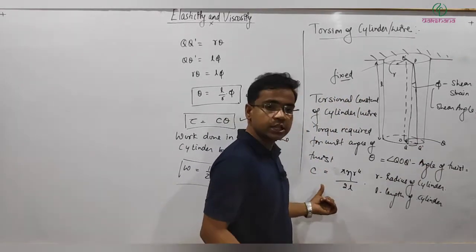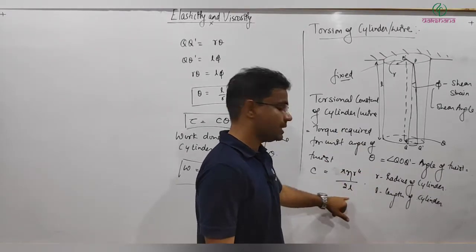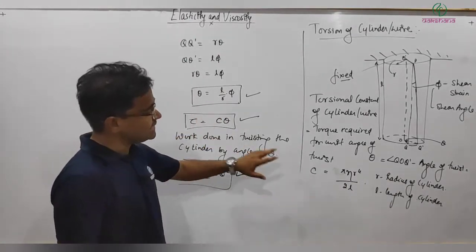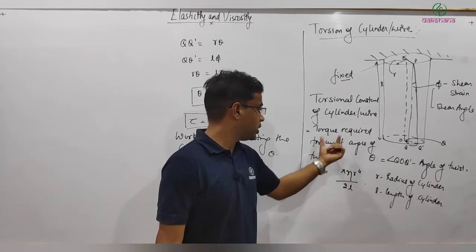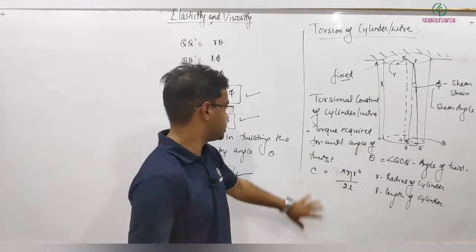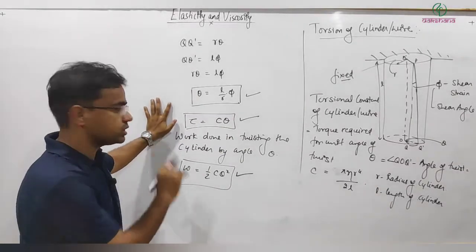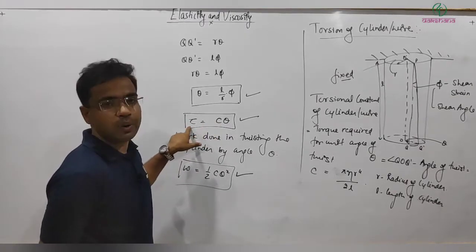Then the C, that is called the torsional constant of the wire, is related to these quantities in this manner. Here C is called the torsional constant. So C is also the torque required for unit angle of twist. This is the relation. Just keep those things in your mind in case you are required. Theta, C and tau are related in this manner.